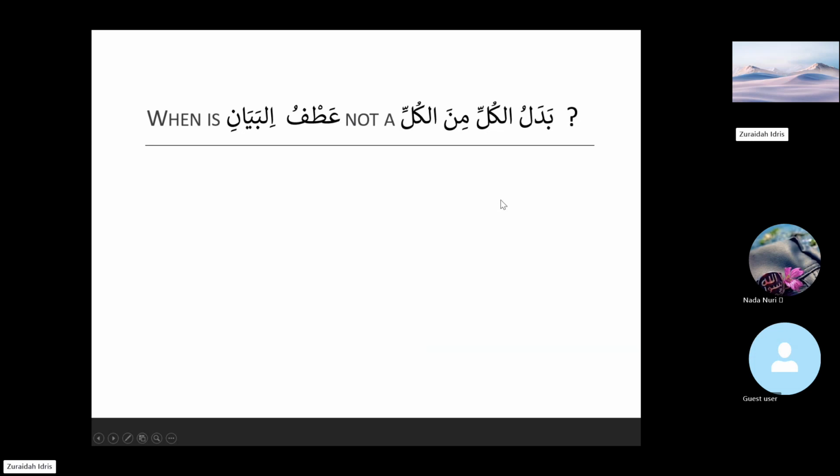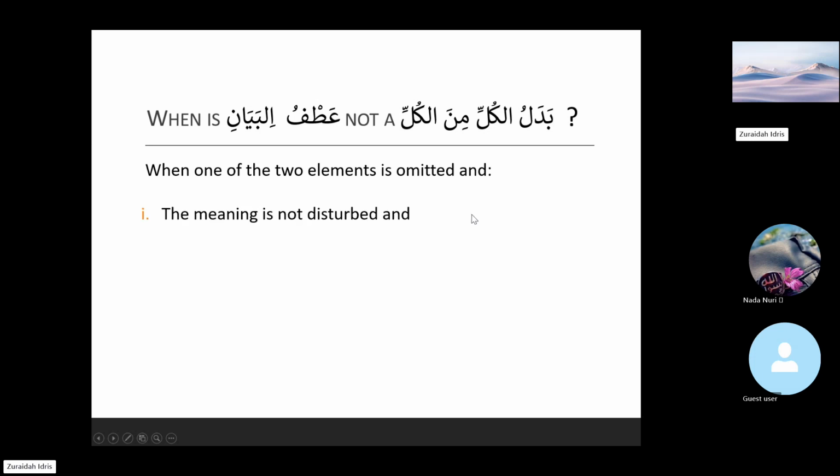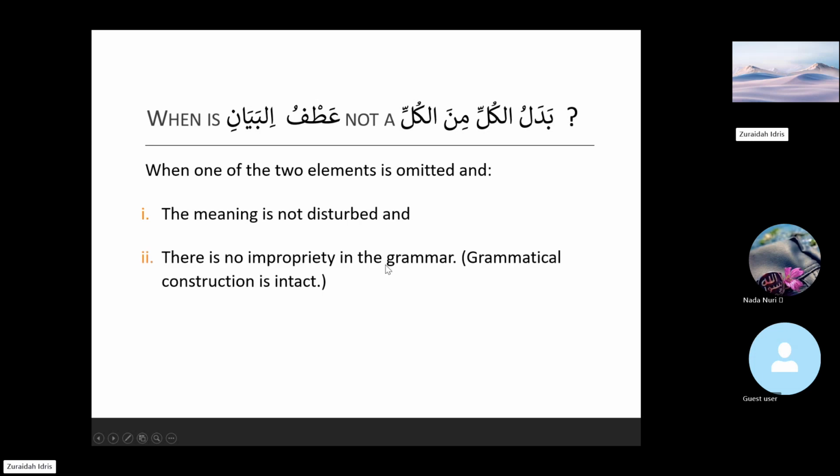Alhamdulillah. Okay, so when then is it not a badal? When is our atful bayan not a badal? Now, when one of the two elements is omitted, the primary or the secondary, the meaning is not disturbed. This is the most critical part, I think. The meaning is not disturbed. There is no impropriety in the grammar. This is debatable. Sometimes we say the grammar is no longer intact, but some people can go around it and say, no, it's still intact.